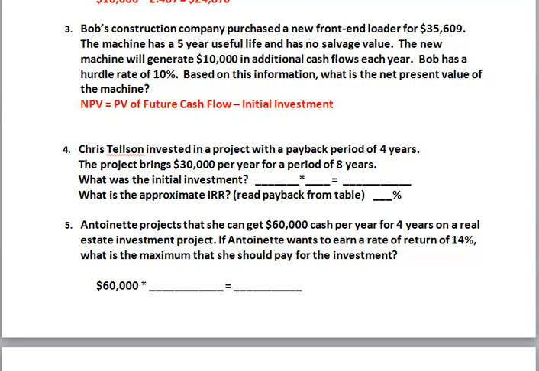So the cash flow that you are receiving every year is $10,000 every year for 5 years. That makes it an annuity. So your present value factor is 3.791. So the present value of all the future cash is $37,910. Subtract from it the initial investment of $35,609. So you have a net present value of $2,301.